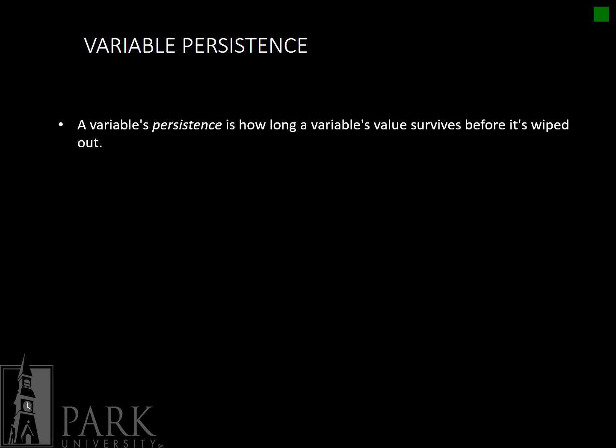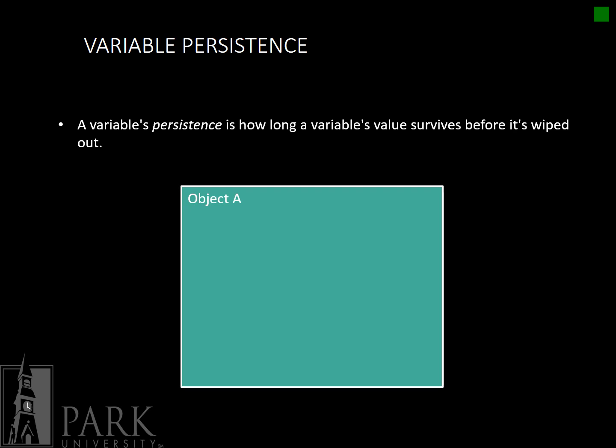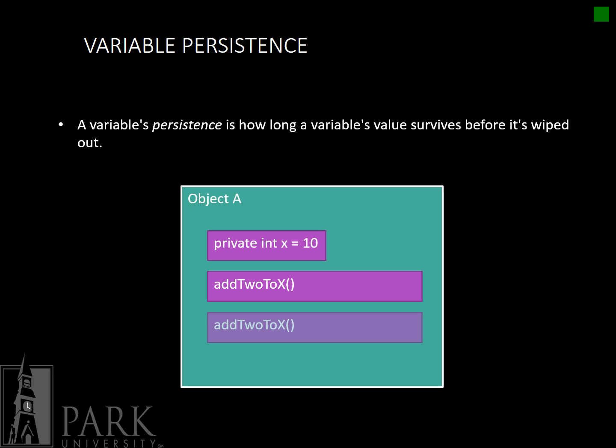So say we have an object A, and inside of it we have a private integer variable x that has been initialized to 10. And we call a method that modifies the value of x. Say, add 2 to x, right? It's going to do what it says. It's going to add 2 to x, and it will persist for the life of the object, which in this case is object A. So as long as object A is around, this private variable x will be around.